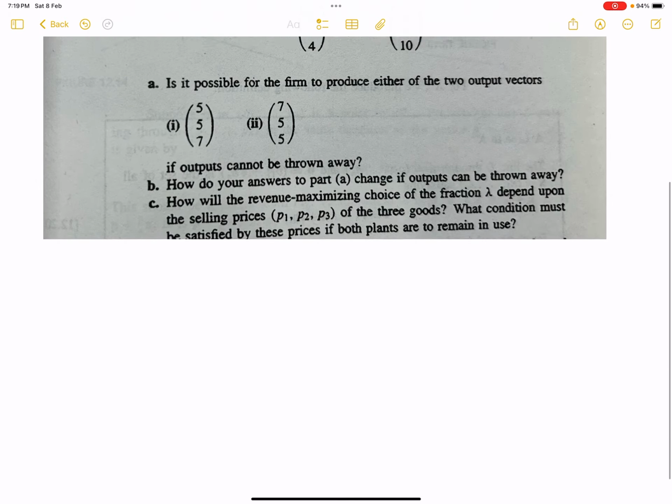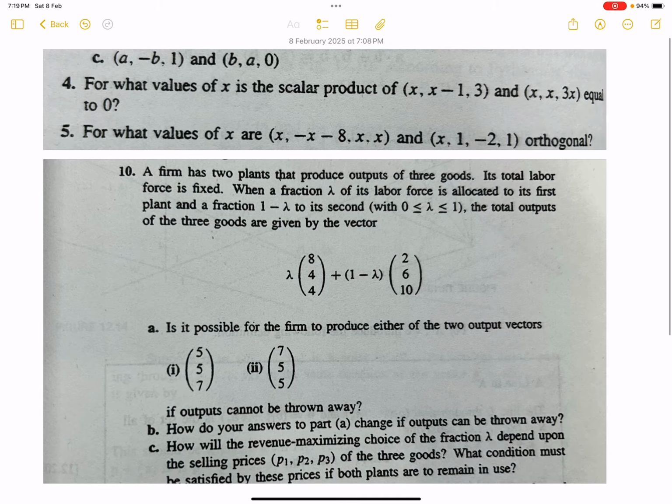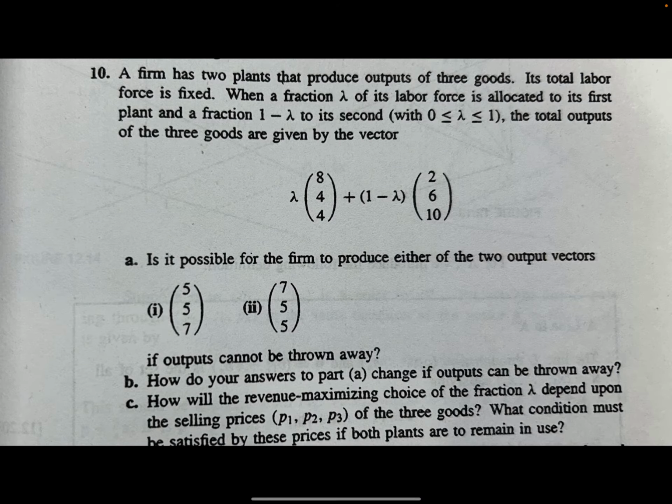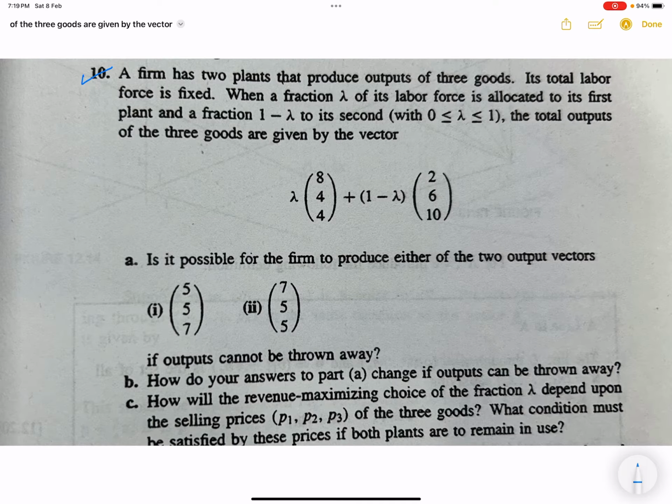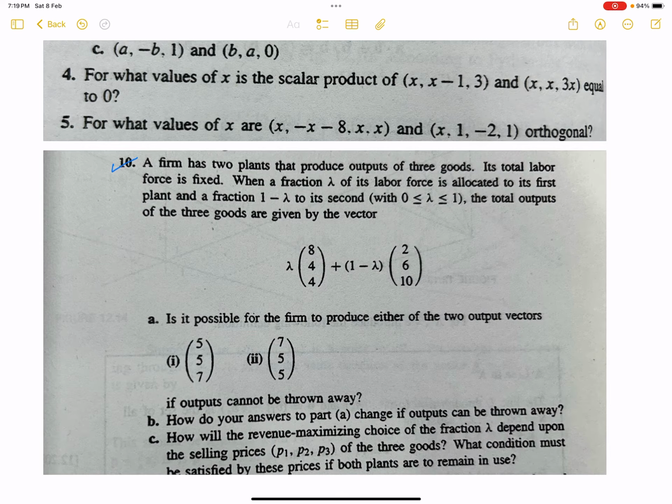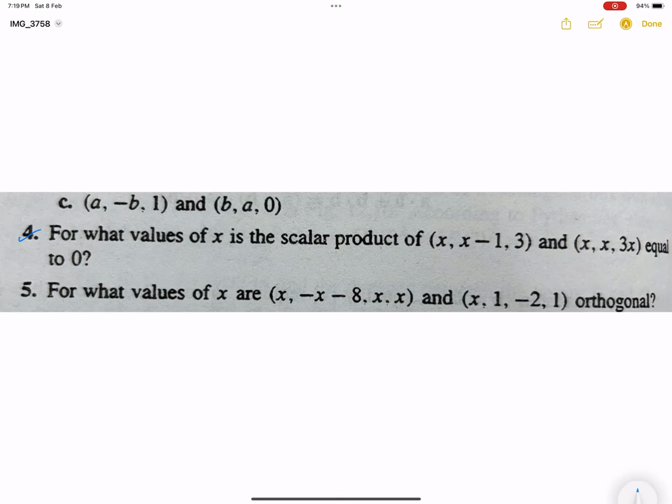Hello everyone. So in this video, I'll be discussing three questions. No, these are not the past years. Three back exercise questions of chapter 12 itself. So the fourth and fifth one are a bit easy. So we'll start with the fourth one.